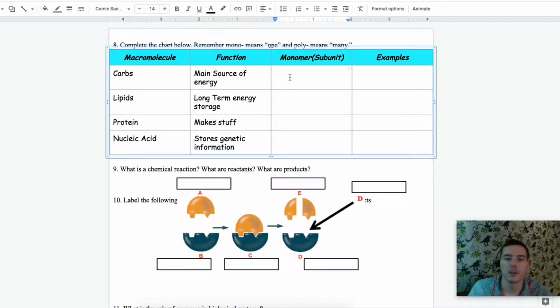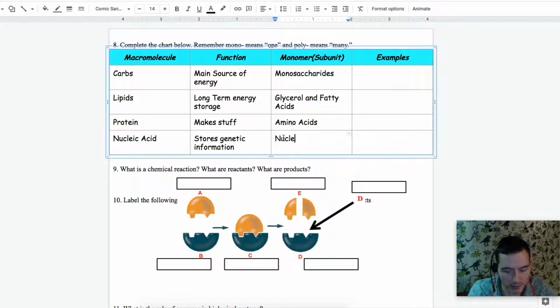The monomer, what makes them up? So carbs are made up of monosaccharides. Lipids are made of glycerol and fatty acids. Protein is made of amino acids. And nucleic acids are made of nucleotides.